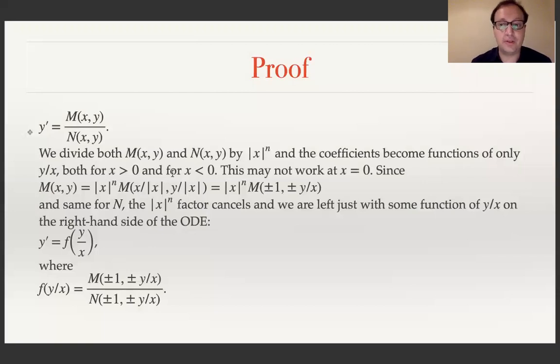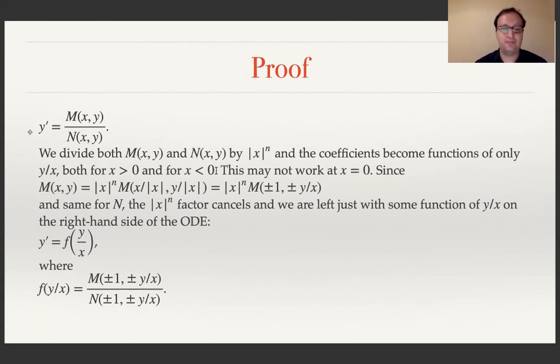Okay, so in this equation, we divide both the numerator and the denominator by absolute value of x to the n, where n is the degree of these homogeneous functions. Then the coefficients actually will become functions of only y over x, not of y and x separately. So this is the reason why we pick u to be y over x, because we can do this. Notice that this may not work when x is equal to 0, because we cannot divide by 0. So we will do this separately for x bigger than 0 and x less than 0. And at the point x is equal to 0, the equation probably needs a special treatment.